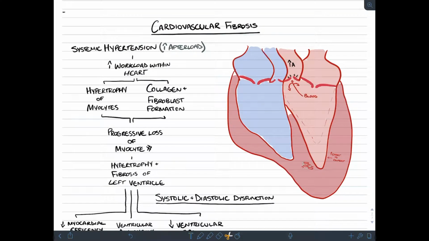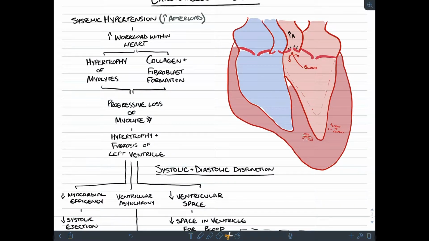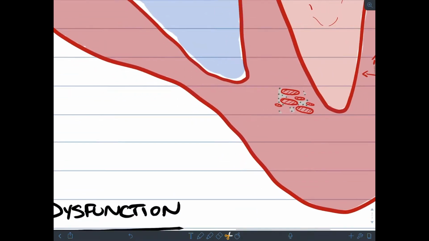So when this happens, an increased workload is put onto the heart. So that heart needs to work harder to overcome this afterload, and therefore a couple changes occur. So first of all, the myocytes begin to hypertrophy, and this is due to the increased workload, increased need of contractions, so they begin to hypertrophy and grow bigger. In addition to this, collagen and fibroblasts begin to form due to the increased stress. So we can see that right here. This is a normal myocyte, and these are the hypertrophied myocytes right here.